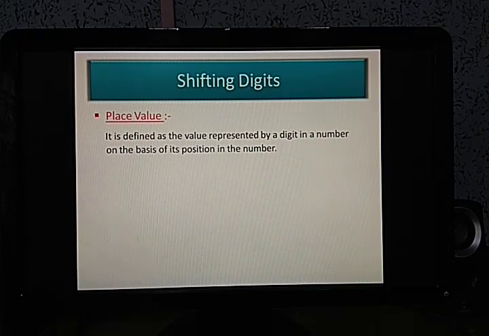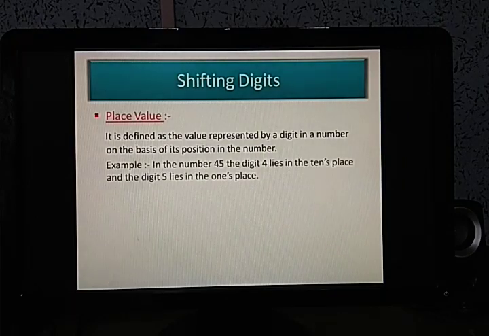So I guess you all have heard about this term called place value. So let us see the definition. It is defined as the value represented by a digit in a number on the basis of its position in the number. So where is the position of the number? That is called the place value. By giving an example, it will be more clear to you. For example, in the number 45, the digit 4 lies in the tens place and the digit 5 lies in the ones place. Okay, I guess this is clear now.